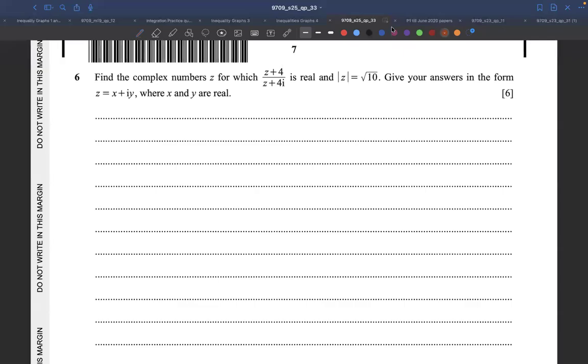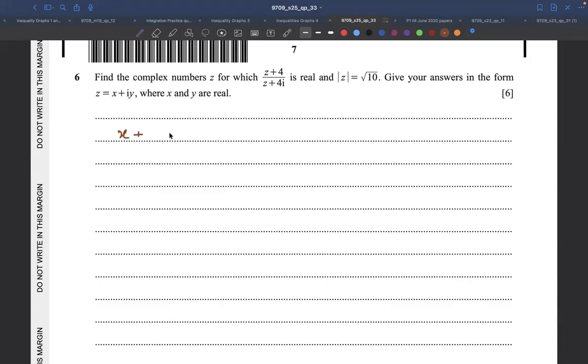In question number 6, we have to find the complex number z for which (z + 4)/(z + 4i) is real and the magnitude of z is root 10. We have to give the answer in the form z = x + iy where x and y are real. Now in the first step, what we can do is write x + iy in place of z.